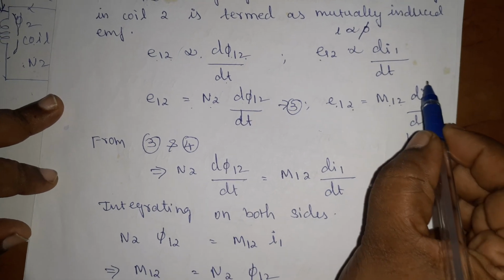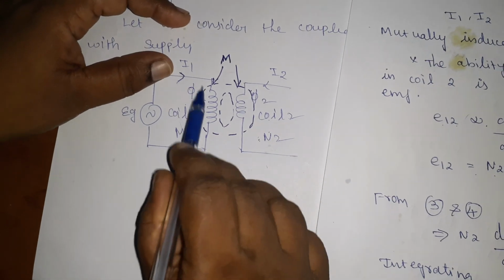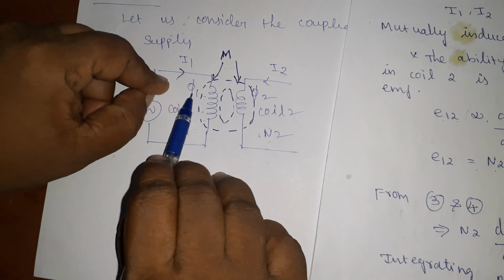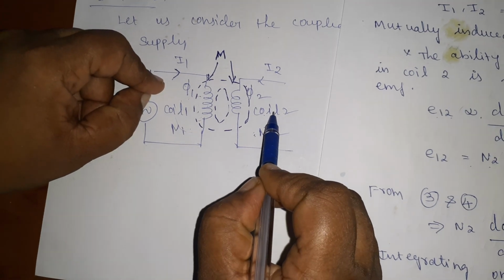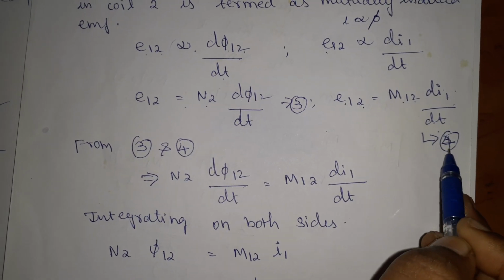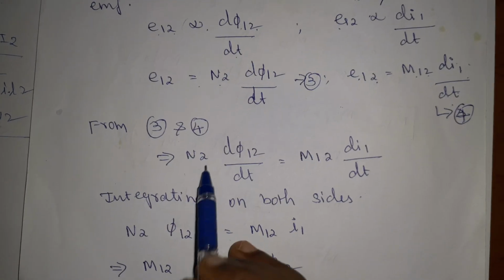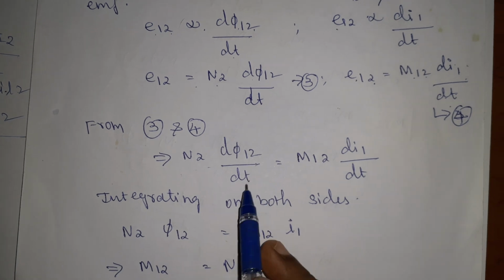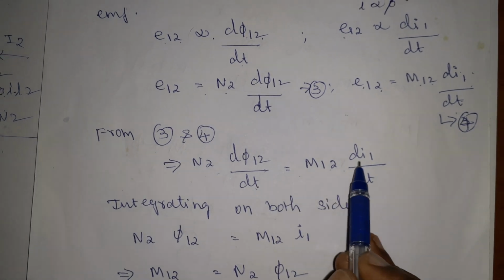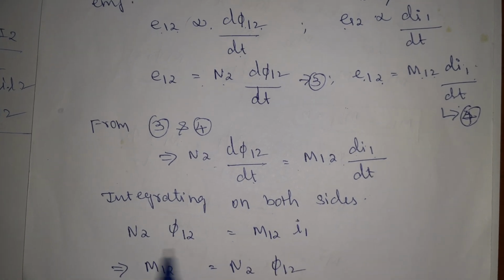Why do we put di1? See this circuit, we apply I1 current through coil 1, so the I1 current produces the flux in coil 2. That's why we write di1 divided by dt. This is considered as equation number 4. From equations 3 and 4 you write N2 d phi 12 divided by dt is equal to M12 di1 divided by dt. Integrating on both sides we get this answer.